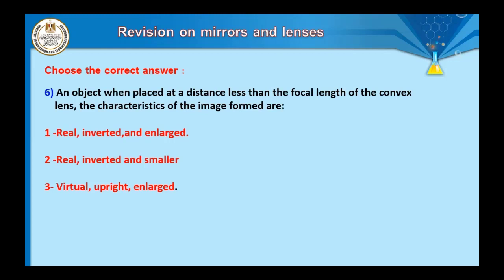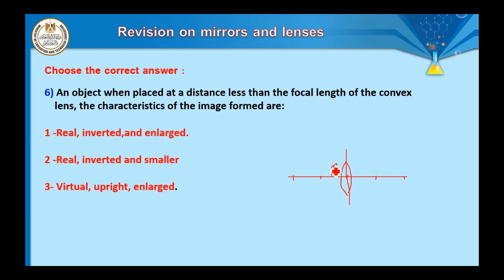Number six. An object placed at a distance less than the focal length of a convex lens, what are the characteristics of the image formed? He asked you about the properties of the image that will be formed when the object is placed at a distance less than the focal length. To draw this case, you must draw the principal axis, after that the convex lens, optical center, focus, center of curvature, focus, center. Where is the object? At a distance less than the focal length. Object at this point.